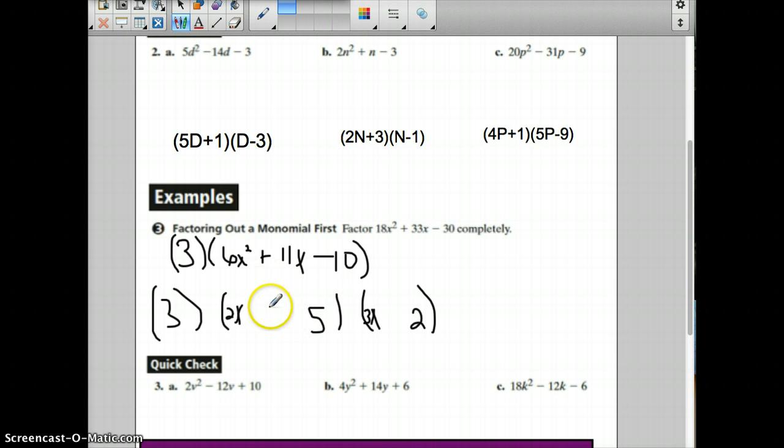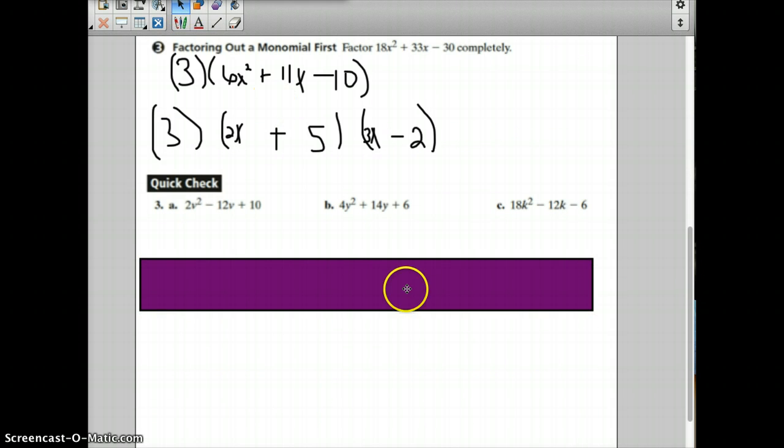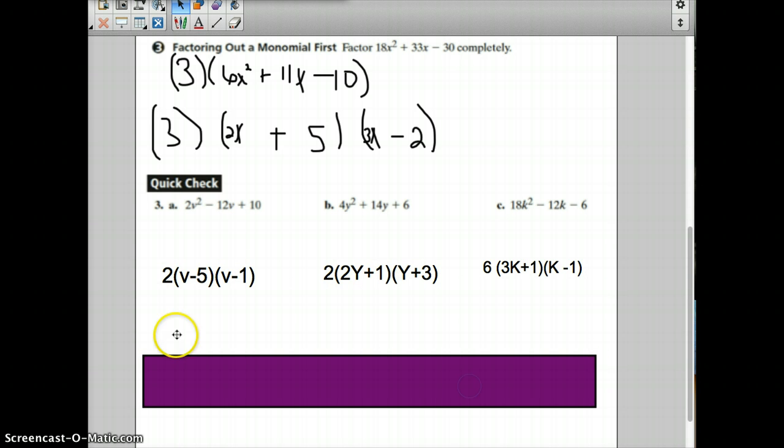So now I just need to make sure that my biggest product gets the plus sign here, and then this right here is going to get the negative sign. So factored completely, I end up having 3 times the quantity 2x plus 5 times the quantity 3x minus 2. Go ahead and try the next 3. Be sure to take out that greatest common factor before you finish.